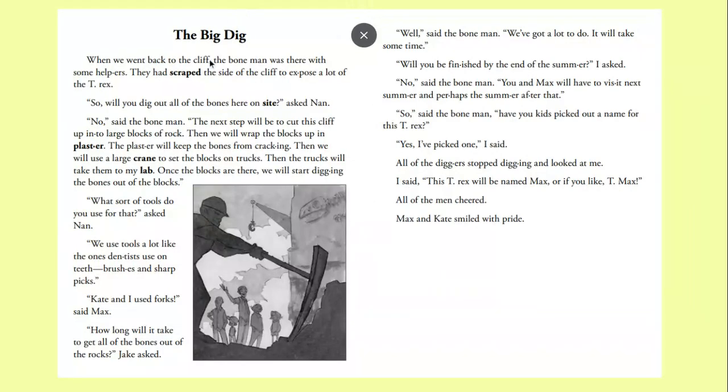When they went back to the cliff, the bone man was there with some helpers. They had scraped the side of the cliff to expose a lot of the T-Rex. So, will you dig out all of the bones here on site? Asked Dan. No, said the bone man. The next step will be to cut this cliff up into large blocks of rock. Then we'll wrap the blocks up in plaster. The plaster will keep the bones from cracking.